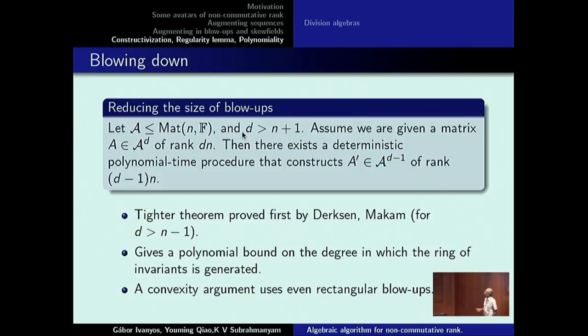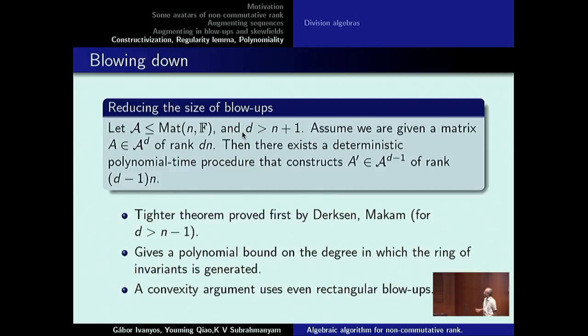We are given a matrix A in a blow-up space of rank D times n, and suppose D is strictly bigger than n plus 1. Then we can actually get a matrix of full rank inside a smaller blow-up space. So whenever D becomes bigger than n plus 1, I can reduce the blow-up size. We go to a larger blow-up and then once again come down using this lemma. Of course this has to be constructive, but this is all there in the paper. Please refer to it.